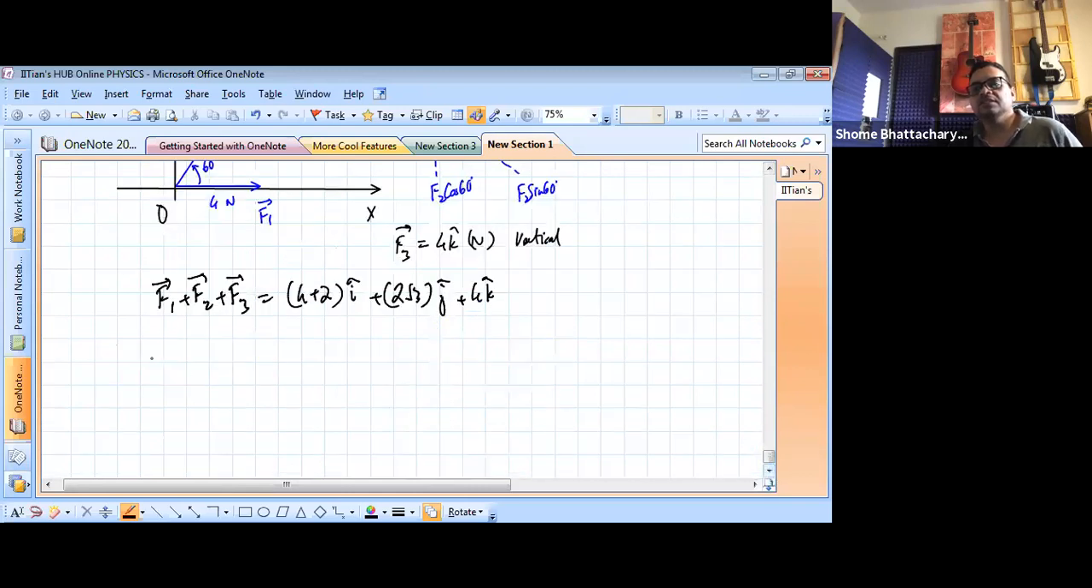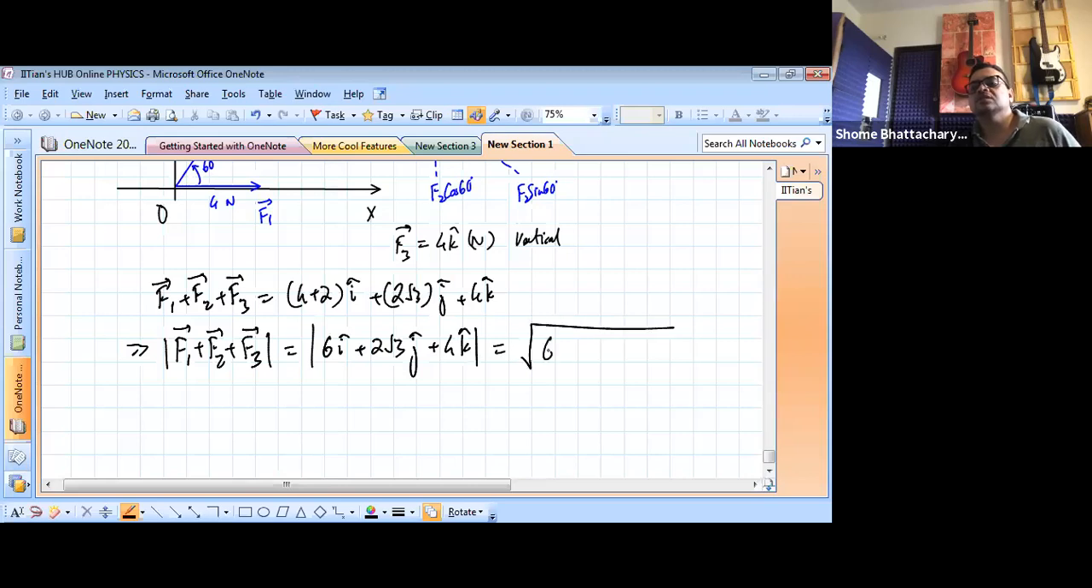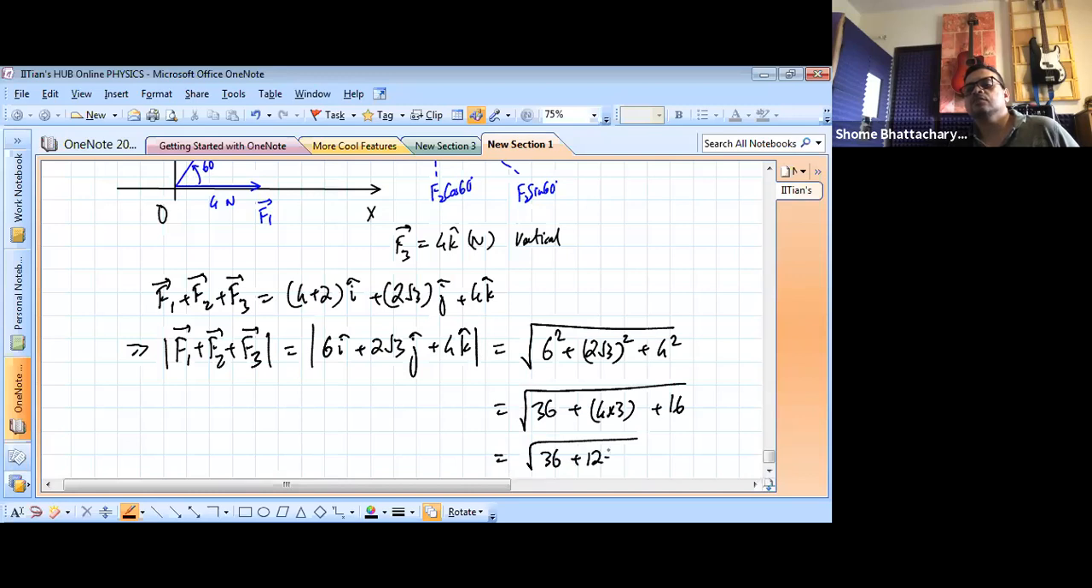Okay, let me just check the answer. So magnitude of F1 plus F2 plus F3 is nothing but the mod of this vector. It is mod of 6 i cap plus 2 root 3 j cap plus 4 k cap. So that is nothing but square root of 6 square plus 2 root 3 whole square plus 4 square. So that is 36 plus 4 into 3, so that's 12, plus 16. That is square root of 36 plus 12 plus 16.